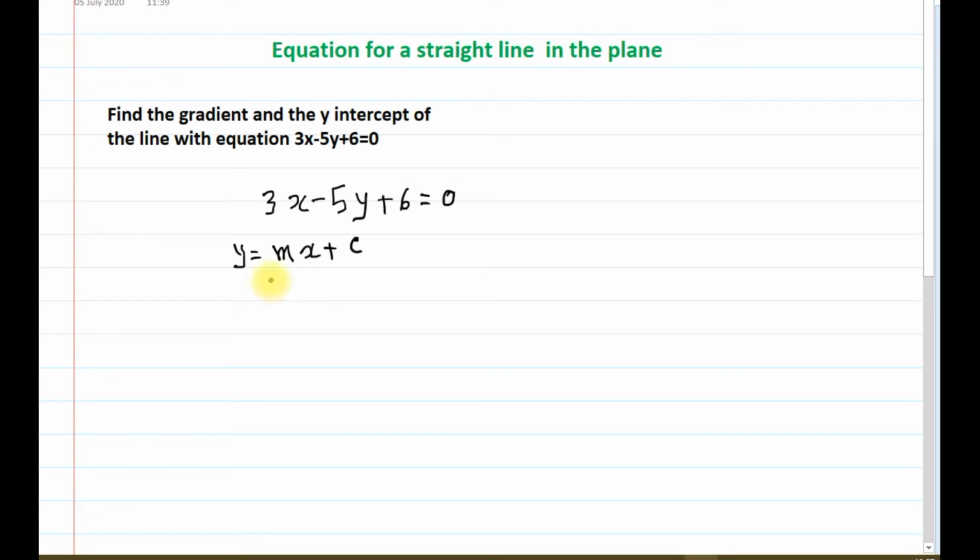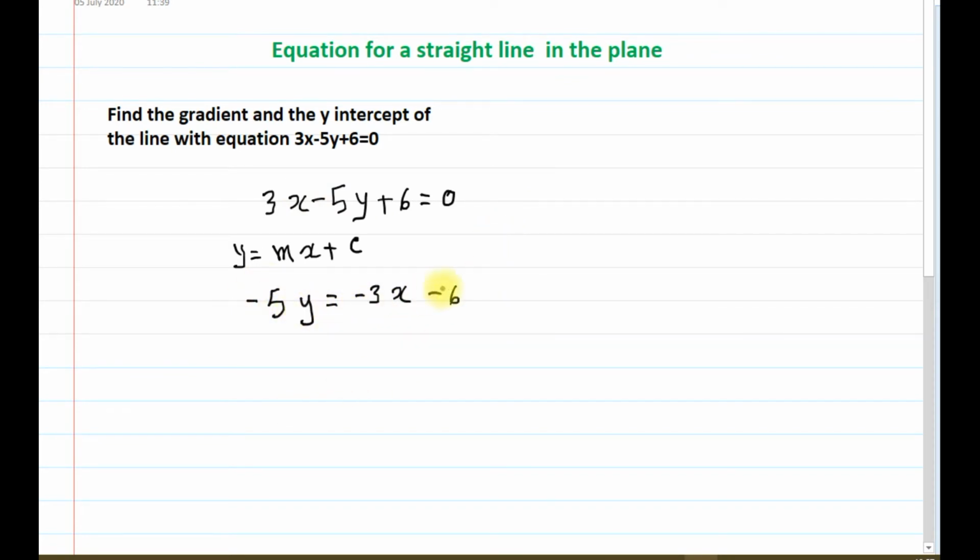If I keep minus 5y on the left-hand side, I'd say minus 5y is equal to minus 3x and minus 6. Here I've taken the term 3x and plus 6 to the right-hand side of the equation. Remember, whenever we move terms from one side of the equation to the other side, we change the sign. It's the same as taking away the same quantities from both sides.